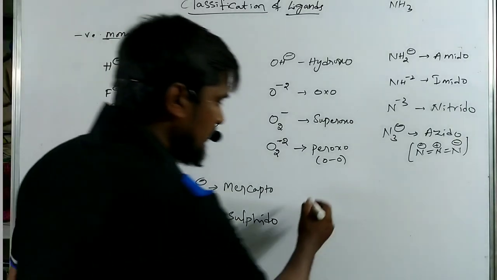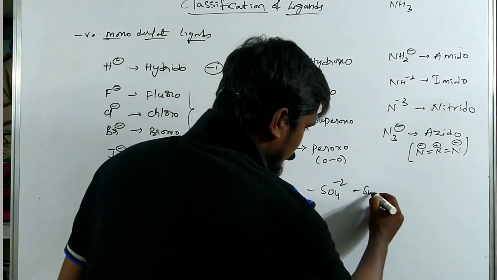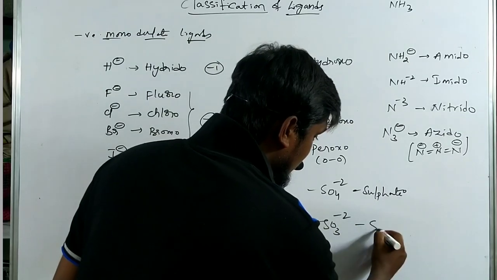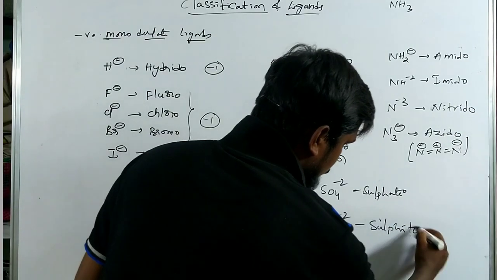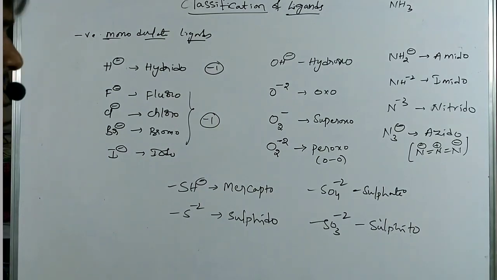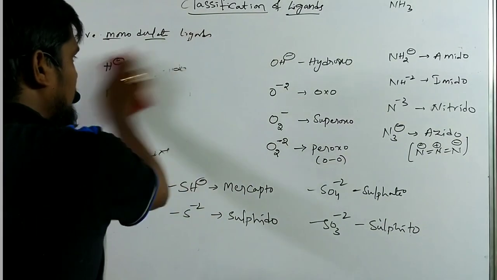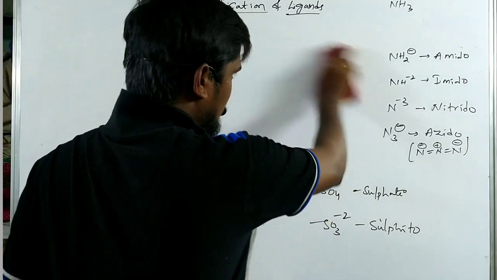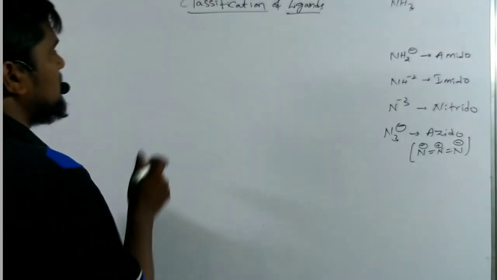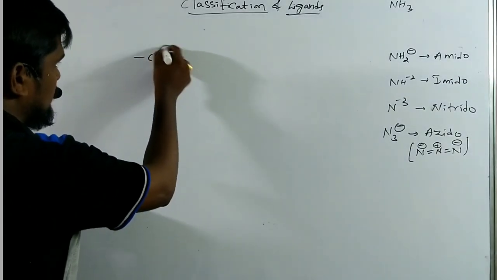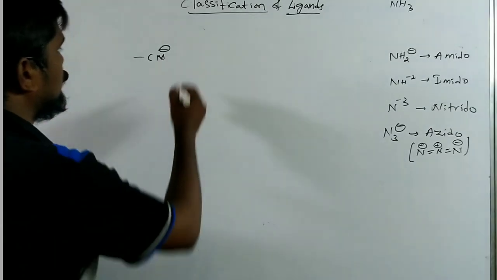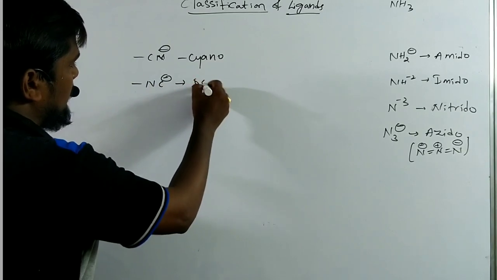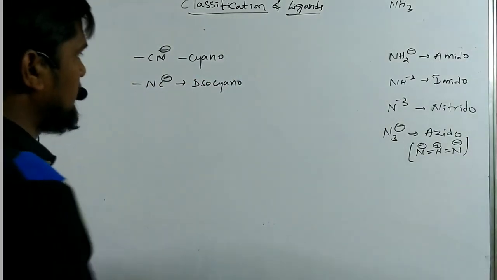Mercapto, sulfato SO4 2-, sulfito SO3 2-, like this. We also discussed some ambidentate ligands. They also contribute only a minus one charge. The best examples of ambidentate ligands and linkage isomers are CN-, which is called cyano, and NC-, which is called isocyano. Here the donor atoms are changed.